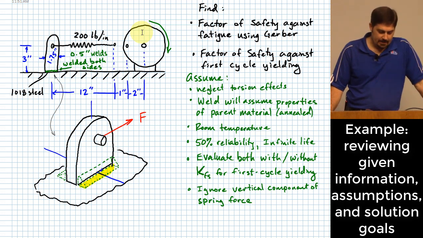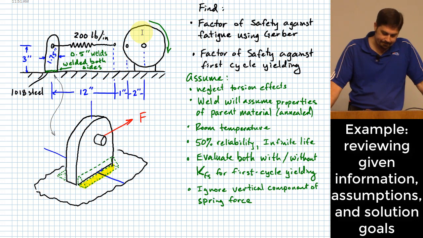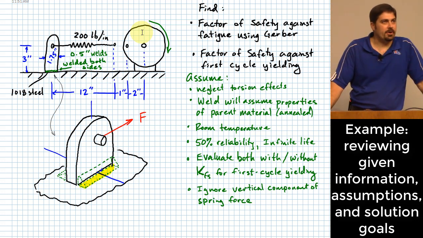All right. The materials that are involved there are 1018 steel. Okay. And we're going to assume that the strength in the weld is going to assume the properties of those parent materials, which are 1018 steel. A few of the assumptions that I'll go ahead and talk through right now. The first one on there is very important. We are going to neglect torsion effects.